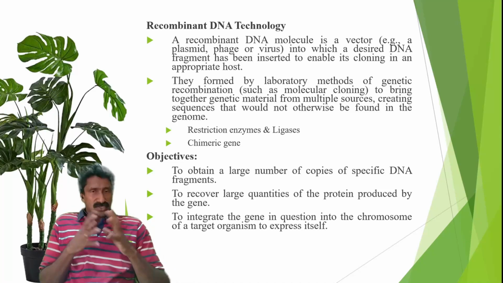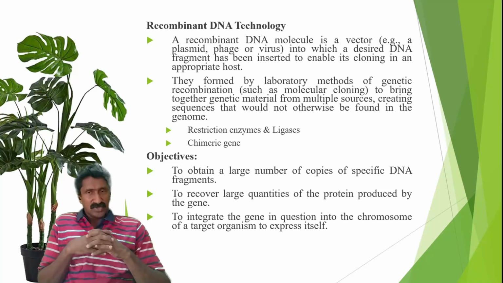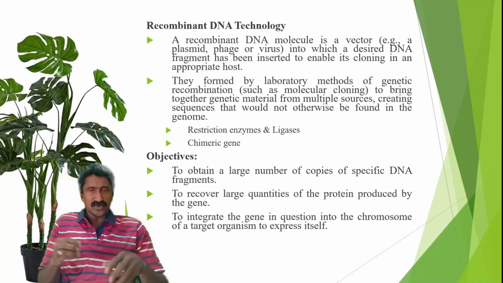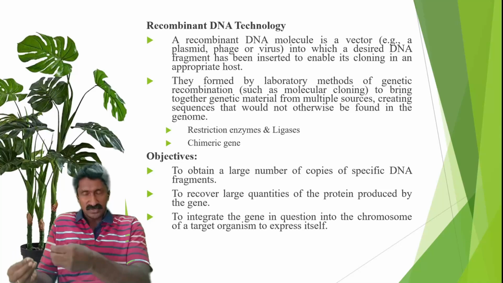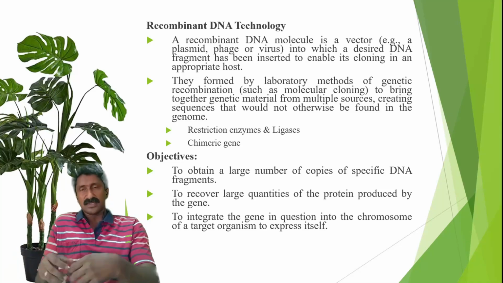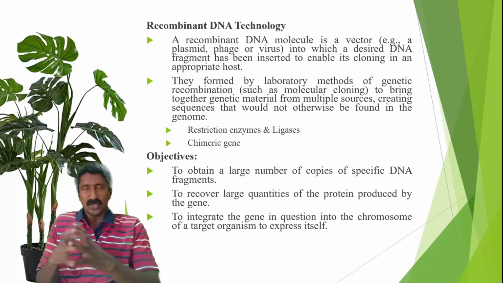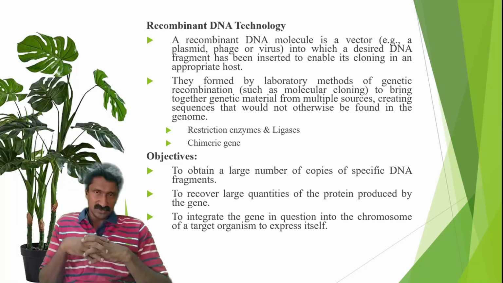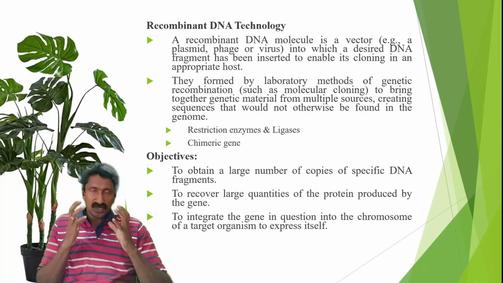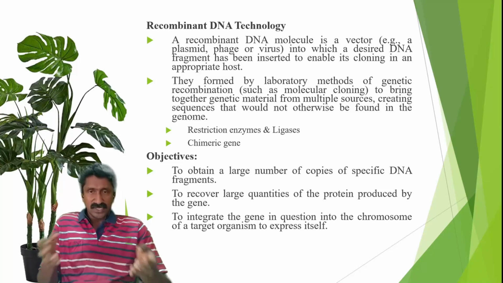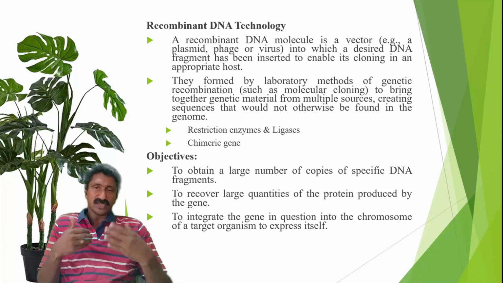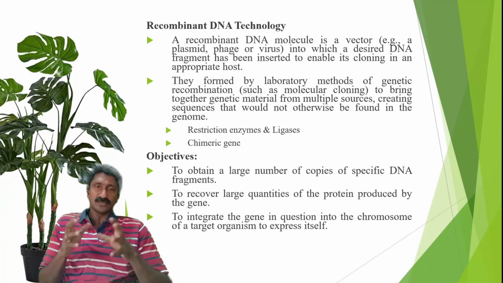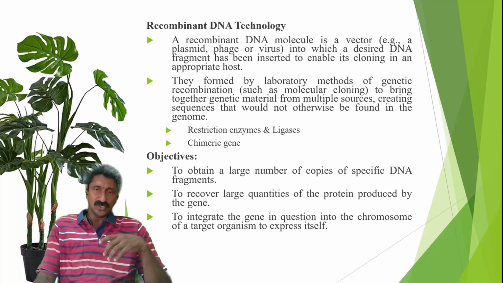They are formed by laboratory methods of genetic recombination, such as molecular cloning, to bring together genetic material from multiple sources. For example, the insulin gene from humans may be incorporated into a plasmid, and then subsequently it is transferred into a host cell like E. coli, so that it will be expressed in that target. So we are using molecular cloning methods to bring together genetic materials from different sources and subsequently create sequences that would not otherwise be found in the genome.